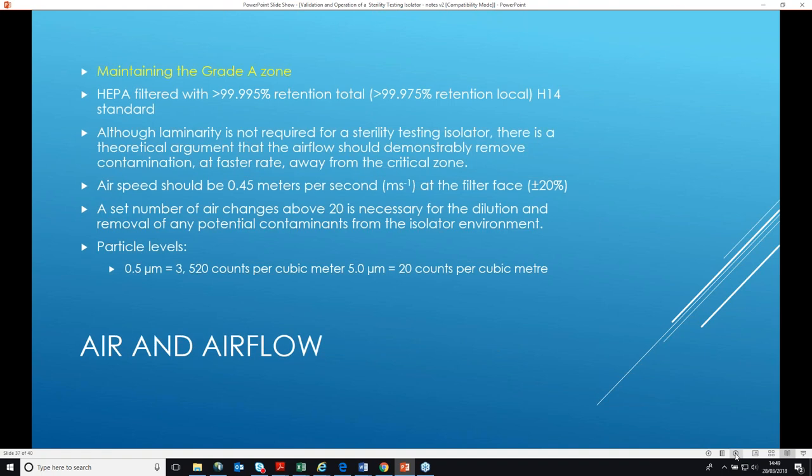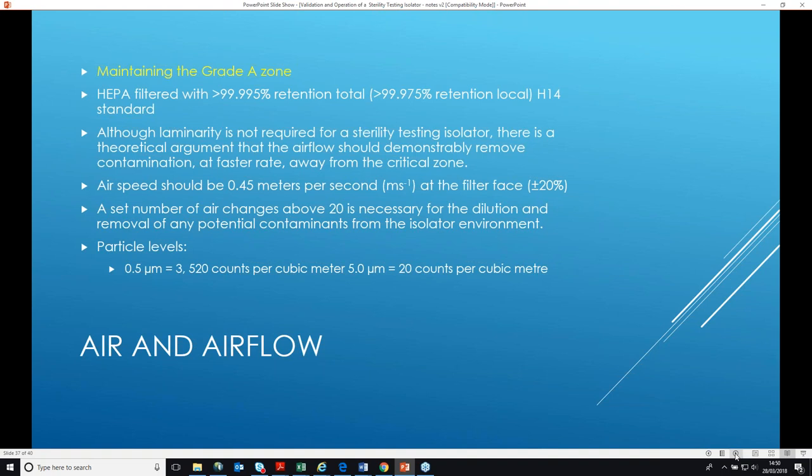Air control is also important. So here we have the requirement for HEPA filters inside the isolator, and EN1822 H14 standard HEPA filters would be required. In terms of air direction, although laminarity is not required for a sterility testing isolator, there's a theoretical argument that the airflow should at least demonstrate it could remove contamination away from the critical test area. The air speed, the air velocity, should be, as per any other grade A device, 0.45 meters per second at the working height, within 20% of the 0.45.